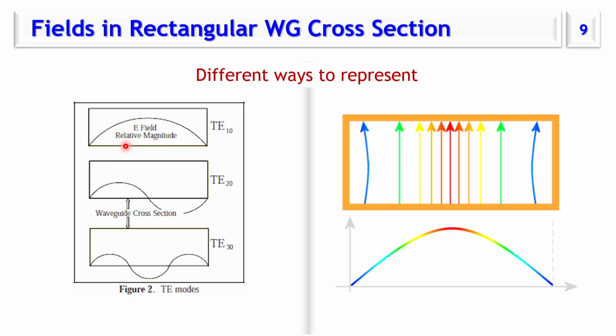So this is the transverse electric field for TE10. It has this distribution along the cross section. TE20 will have it here, TE30, and so on and so forth.